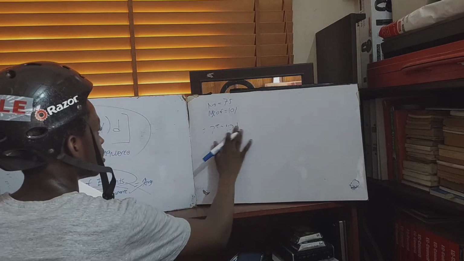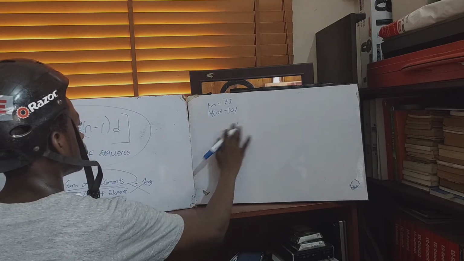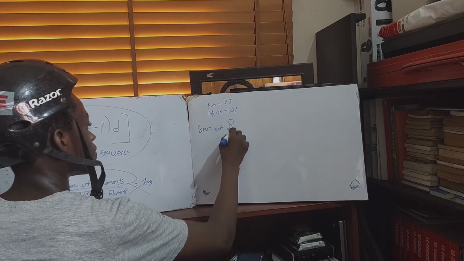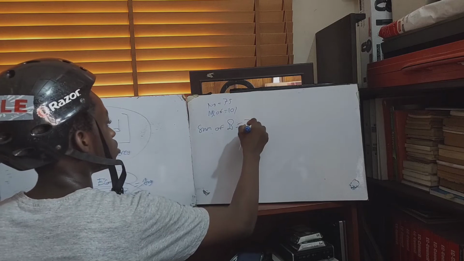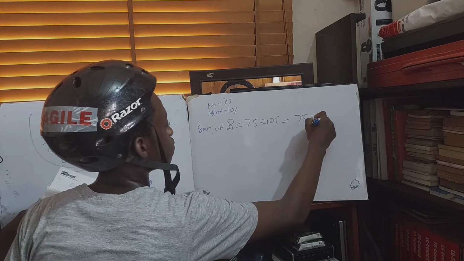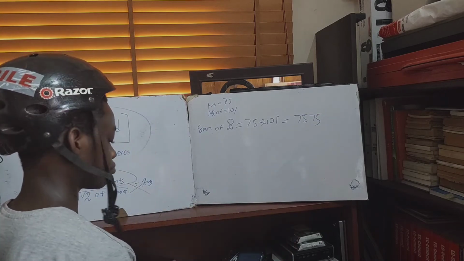So that means, let me write it better. That means the sum of elements will now be 75 times 101, which is 7575, I believe.